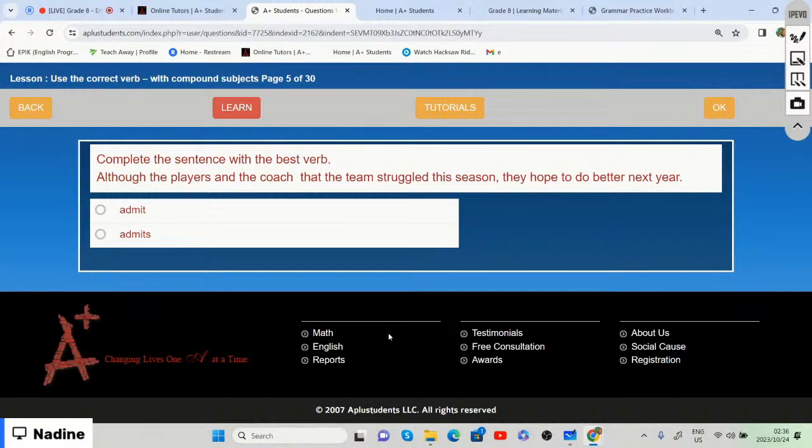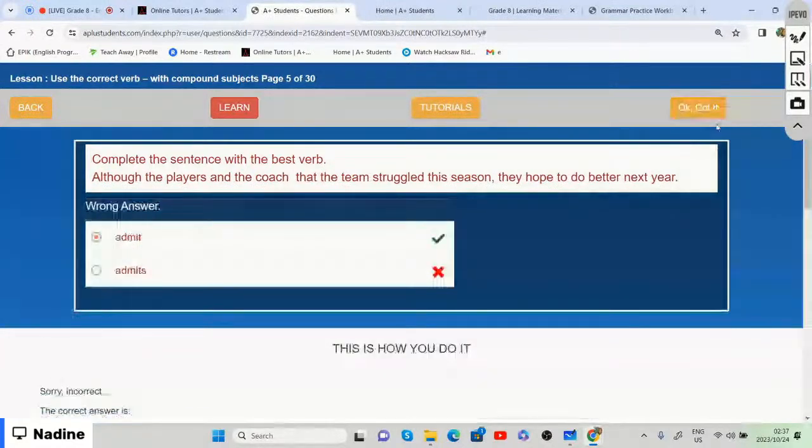I remember we are saying that players and the coach, which is plural. I remember we said that if our subject is plural, then at least the verb needs to be singular. All right, let's try admits. Remember, I specifically chose admits because if your subject, which is players and coach within that sentence, is plural, because players refers to more than one player, and the coach still, which means that is a plural form, so our verb is going to be singular. So it is admit.